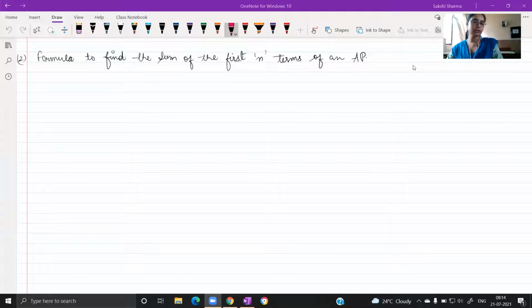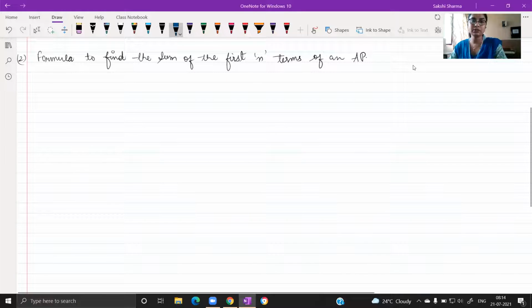This is the second derivation from the chapter 5 arithmetic progressions, the sum of the first n terms of an arithmetic progression, the formula to find out the sum. So we already know what the formula is, so you just have to derive the original one. So we will start by writing down how we are representing the arithmetic progression.